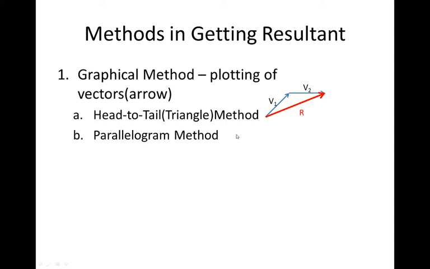Next we have the parallelogram method. Here you are going to plot the vectors concurrently, meaning they start at the same starting point. So we have vector 1 and vector 2, started at the same starting point. How do we do the parallelogram method? First you draw a line parallel to vector 1, which is this one, and then a line parallel to vector 2, which is this vector. The point of intersection between the two lines will be the end point of your resultant vector.